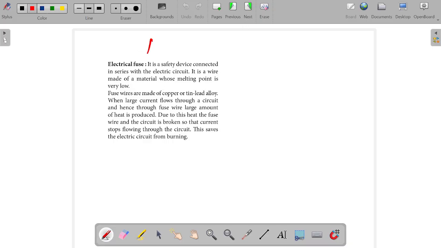So application based questions will be asked to you, and in the application of the heating effect or Joule's law, this is one of the important appliances for safety measures. Electric fuse, it is always connected in series, always remember that. It is connected in the live wire. Live wire is shown by the red color only.